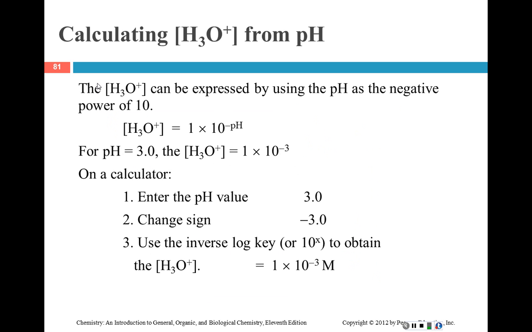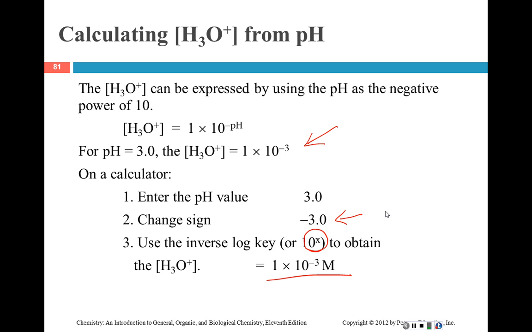Okay, so when we want to look at, if we know the pH of something, we can also calculate what the hydronium ion concentration is. So on the calculator, if you put in your pH value, in this case we're doing a simple one, so you can definitely know you got the right answer or not. You enter the 3, and then you change the sign to the minus 3. Then you use the 10 to the x. Okay, and so you do minus 3 and then 10 to the x, and it should give you 1 times 10 to the minus 3.